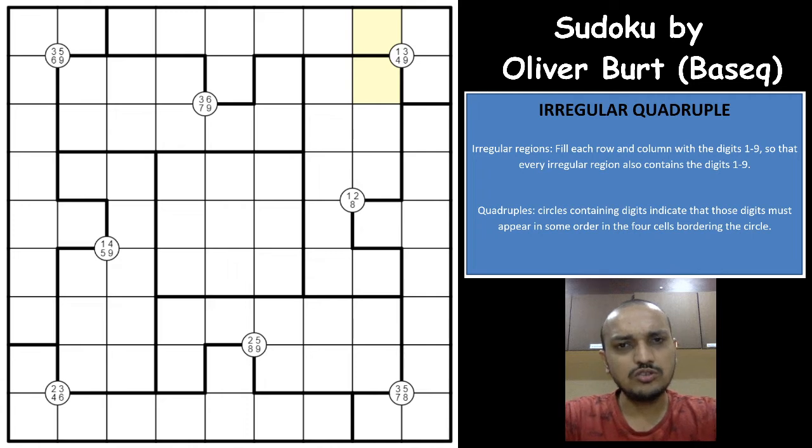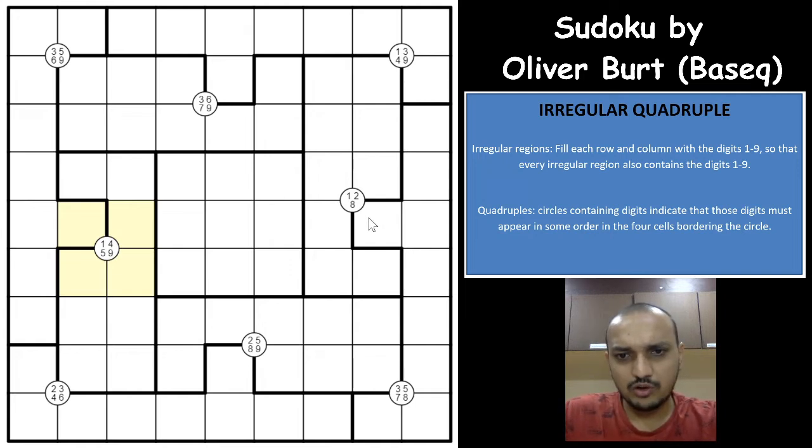And now coming on to this Sudoku, so irregular Sudoku rules apply. That is, you need to place digits from 1 to 9 in each row, each column, and a few outline regions. So exactly there are 9 regions, and those 9 regions will also have numbers from 1 to 9, right? And apart from that, you have some circles containing some digits in it, right? So those 4 cells will have to have digits from the circle.